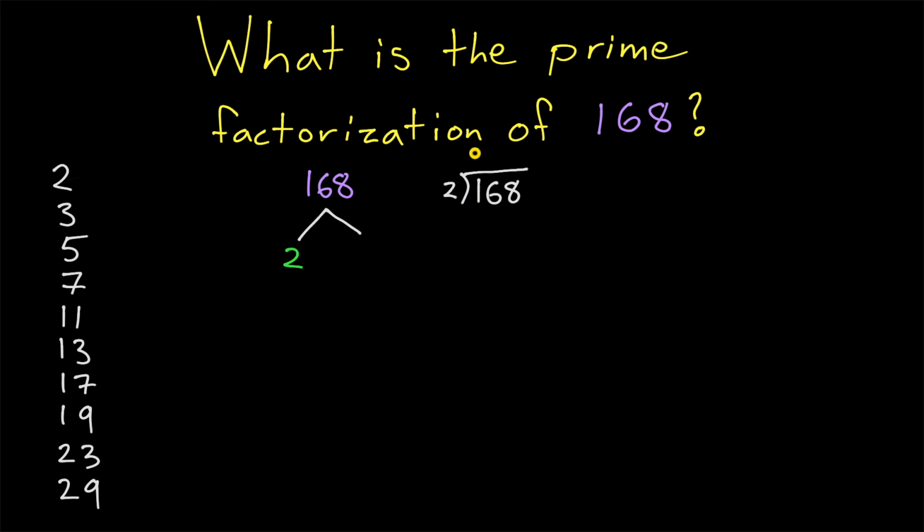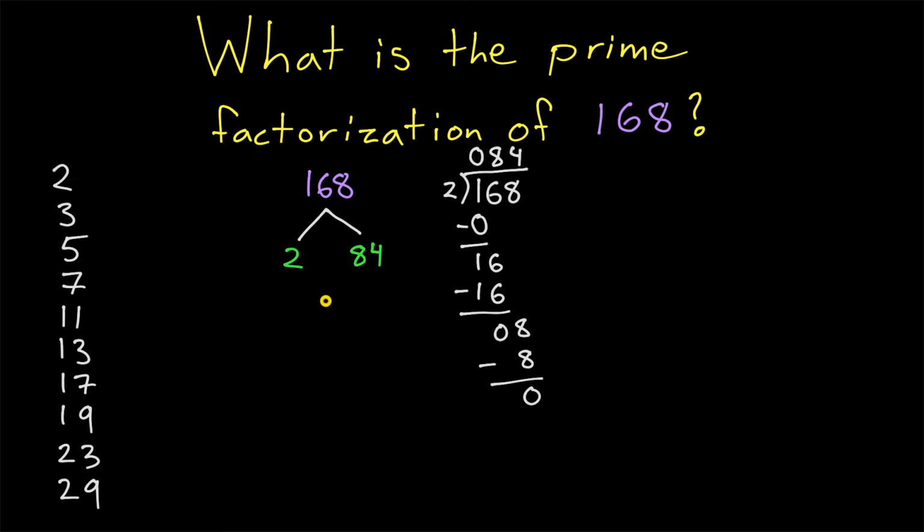So 2 divides into 1 0 times. 0 times 2 is equal to 0. Subtract 1, drop down the 6. 2 goes into 16 8 times. 8 times 2 is equal to 16. Subtract, 0, drop down the 8. 2 goes into 8 4 times. 4 times 2 is 8. 0. So 168 divided by 2 is equal to 84. Therefore, we're going to have an 84 over here.